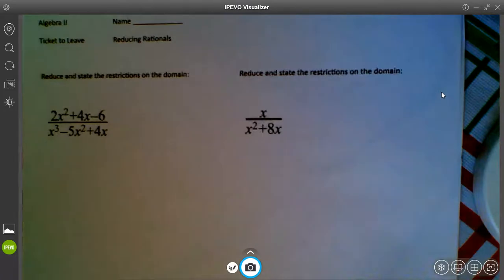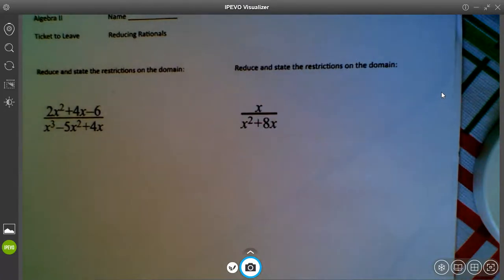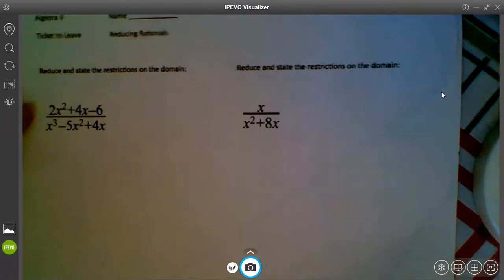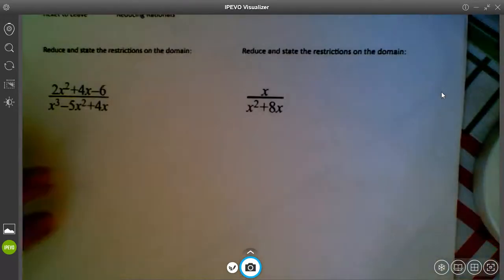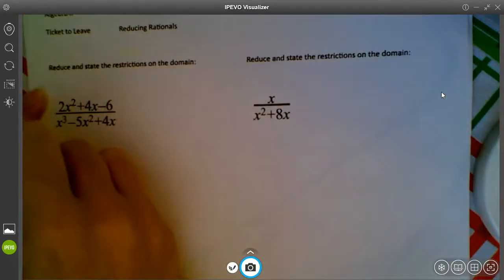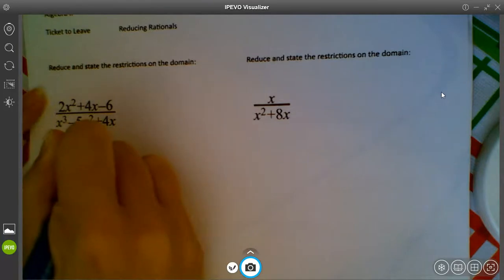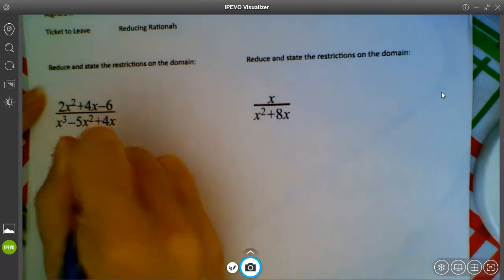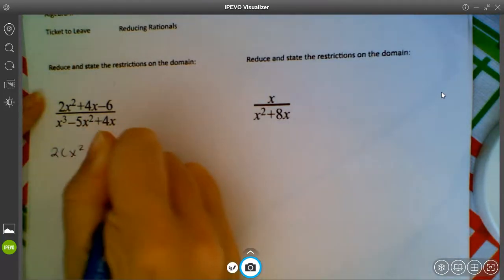All right, I'm glad you're back from your ticket to leave. Let's go over this all together. So we're just doing the same thing we did before. I even wrote a spot for your answer on the bottom and your restrictions. So the first step is to factor. So I notice on the top GCF first of 2. So I have an x squared plus a 2x minus a 3.